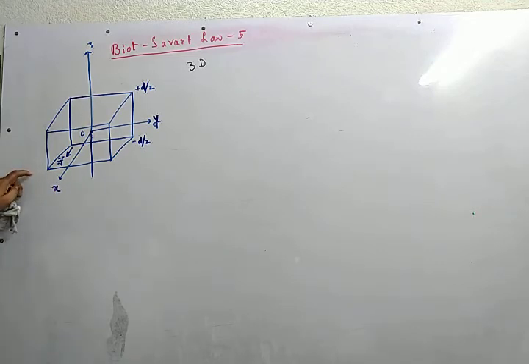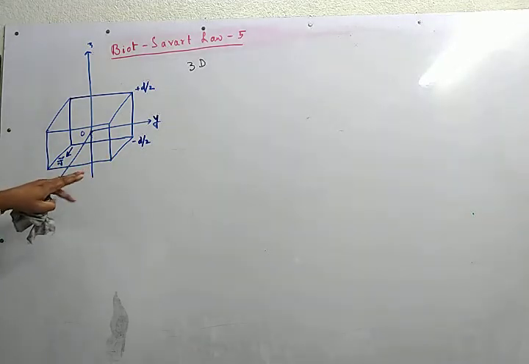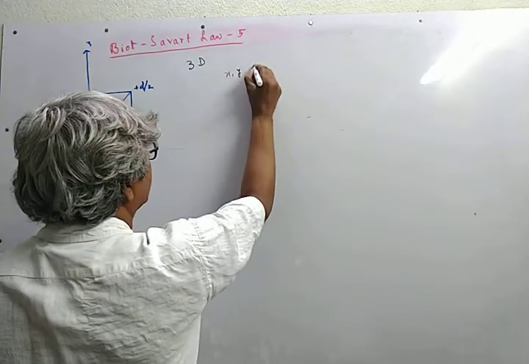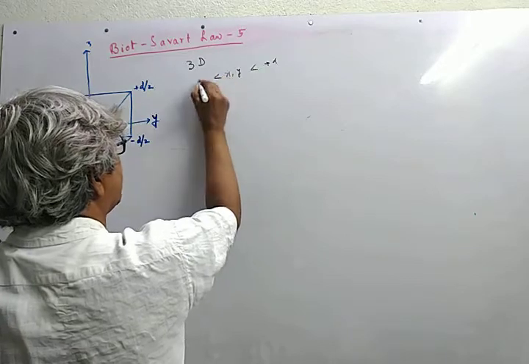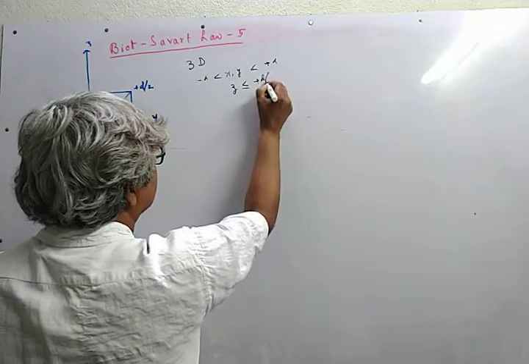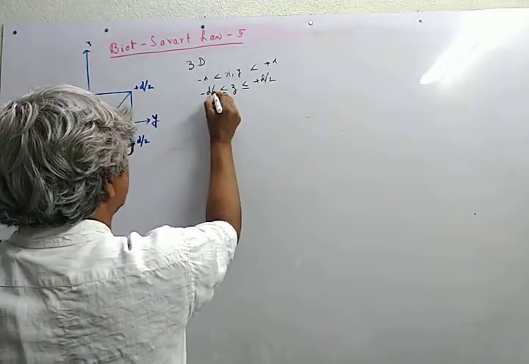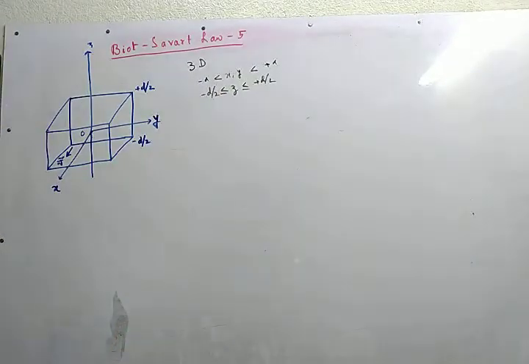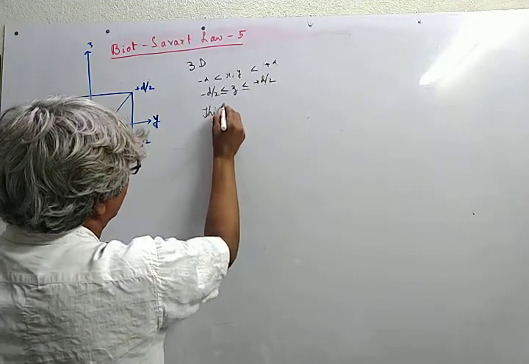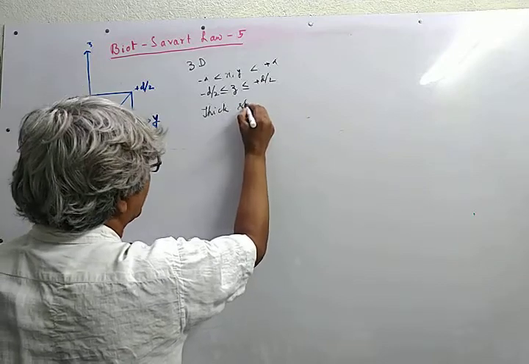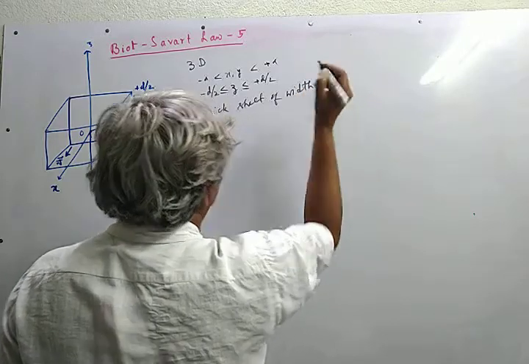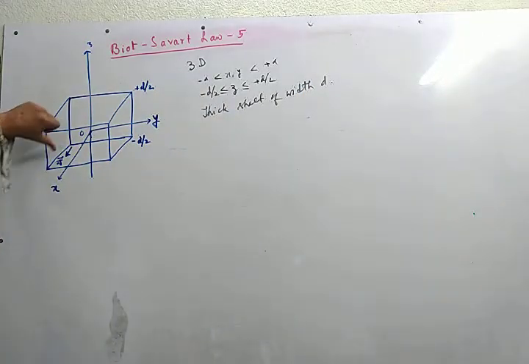The cuboid extends in the x and y directions between plus and minus infinity. But in the z direction it is limited to plus d by 2 to minus d by 2. So this is the width. So to say, it is a sheet of thickness d, a thick sheet of width d, and a current flows along the x direction.